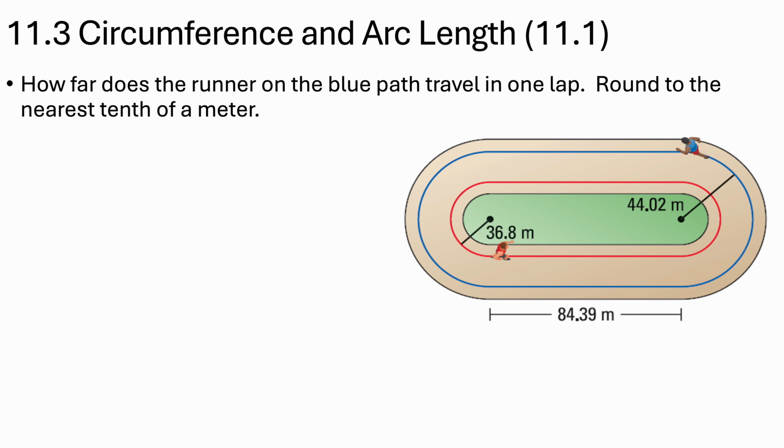Now, how far does the runner on the blue path cover in one lap? They are asking in one lap how much this runner is going to cover. So this is the whole distance in one lap. One lap means one full circle. We can see this one is 84. So from here to here is 84, here to here is 84, and the same from here to here will also be 84.